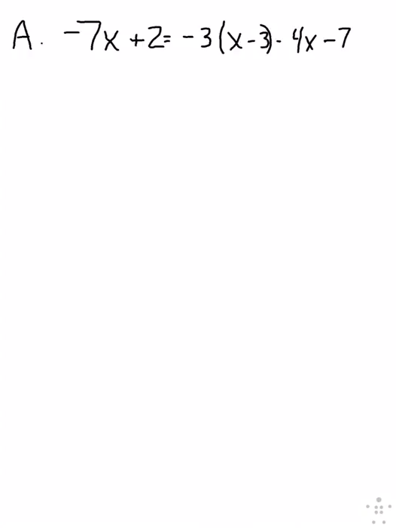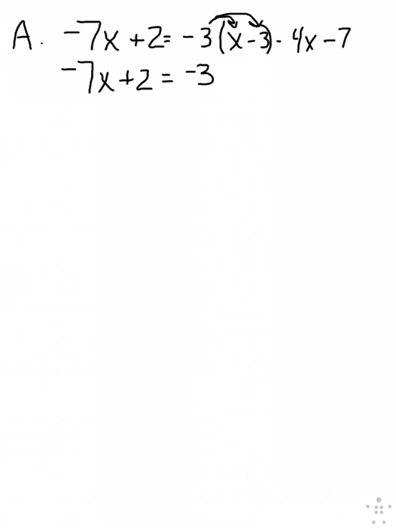Number 3. Which of the following equations has exactly one solution? So for this problem, you had to solve each answer choice, A, B, C, and D. So letter A is 7x plus 2 equals negative 3x minus 3 minus 4x minus 7. So our first step is to distribute. We multiply the parentheses and bring everything else down.